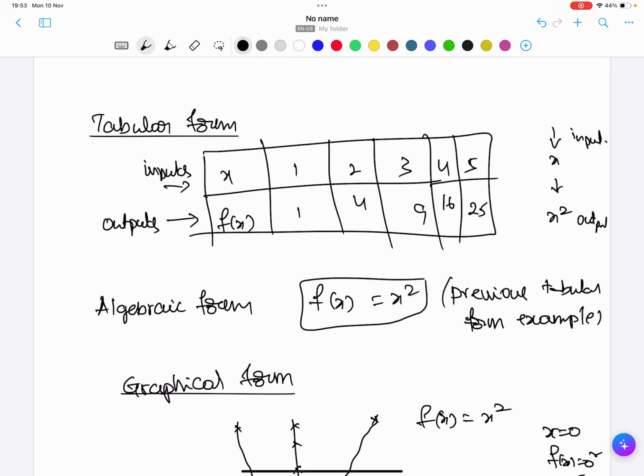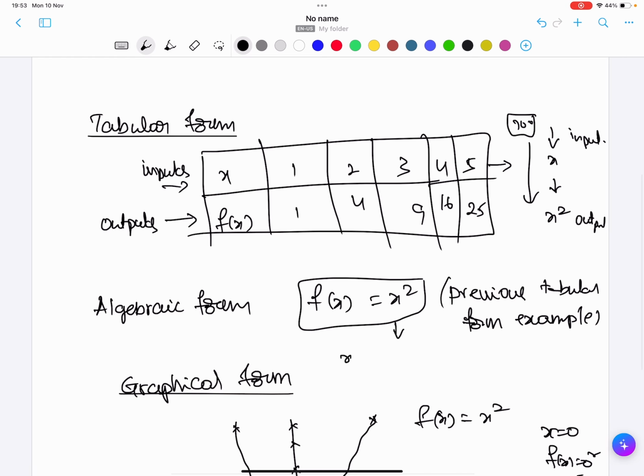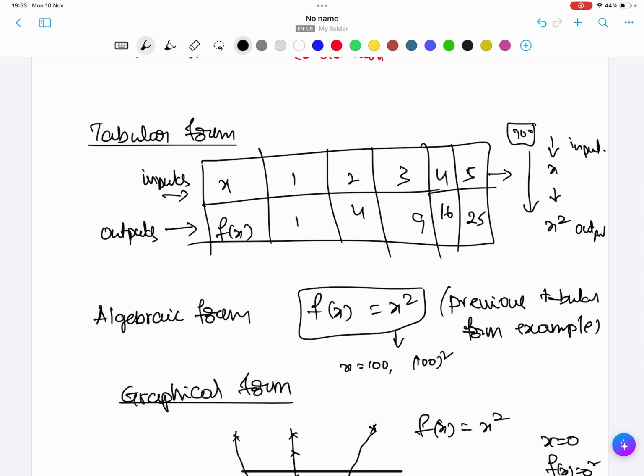Suppose you want to find f of 100. Unless you express it as f of x equal to x square, finding the corresponding output for input 100 is difficult, because we don't know the structure. But if you say x equal to 100, you can immediately say that this is 100 square. Therefore, having mathematical expressions is always handy. We can easily assess or identify, or fill the gaps in between, any value you want.